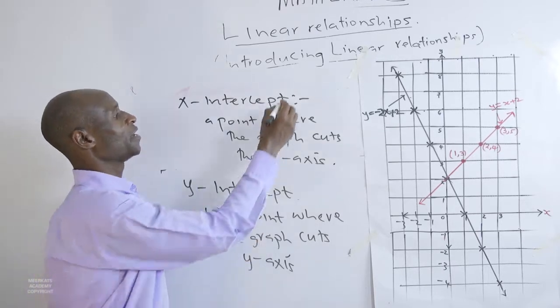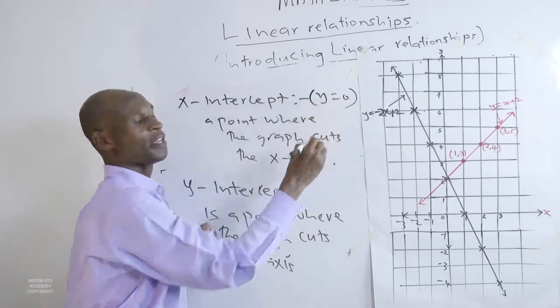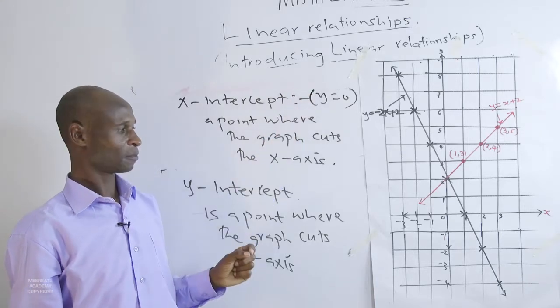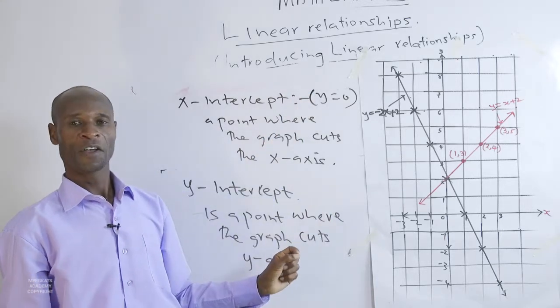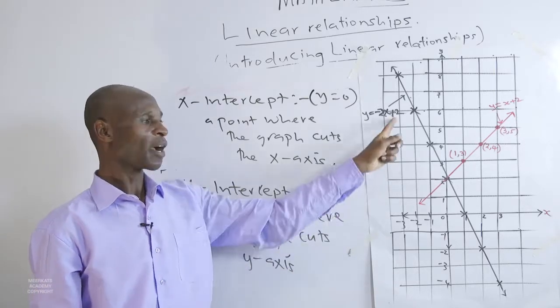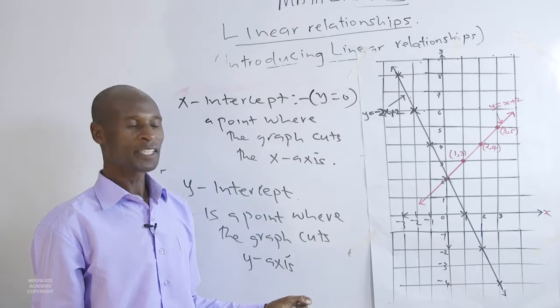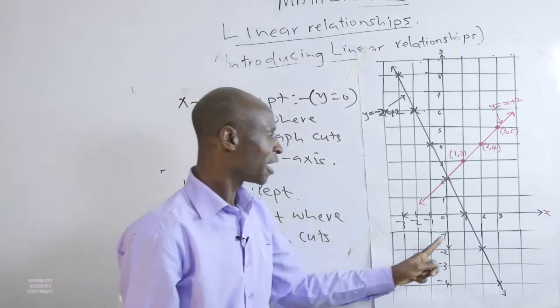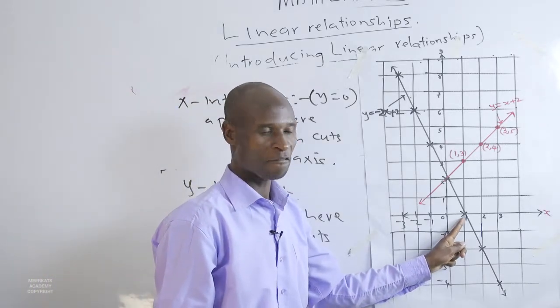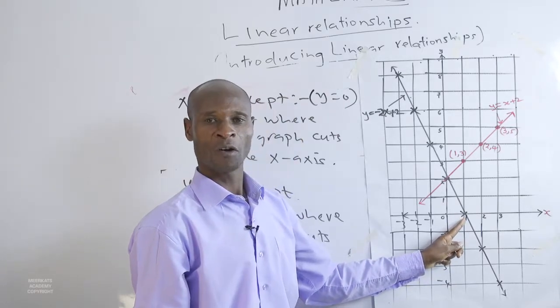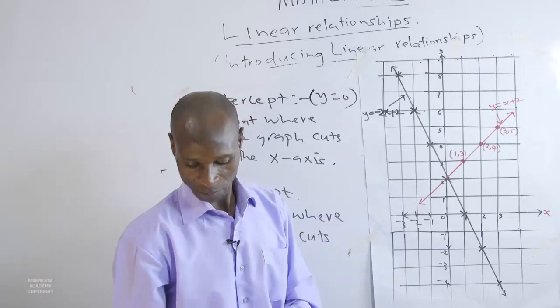That means it is a point where the y-coordinate is 0. In our graph, the point where our graph y is equal to negative 2x plus 2 is cutting the x-axis is at 1. And therefore, x is equal to 1 qualifies to be called the x-intercept.